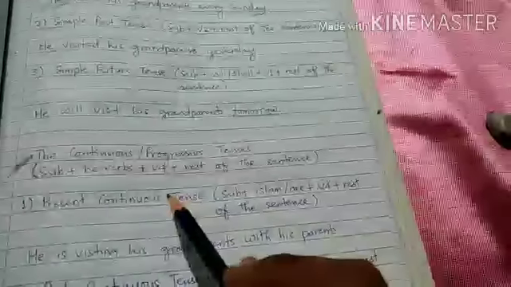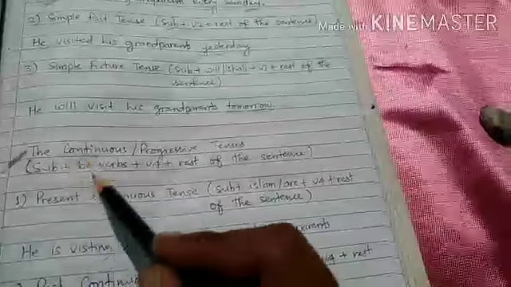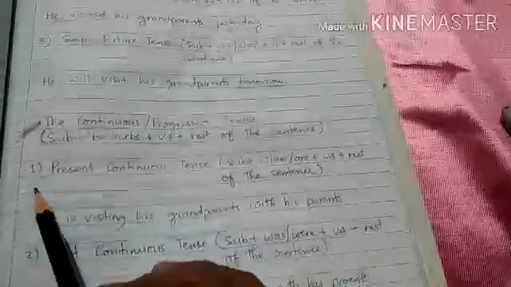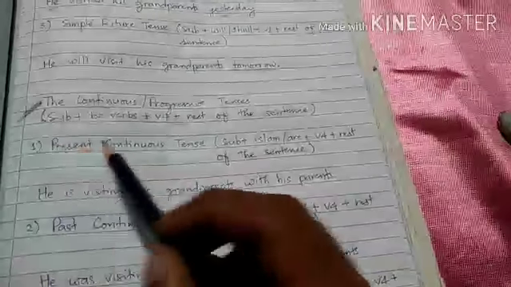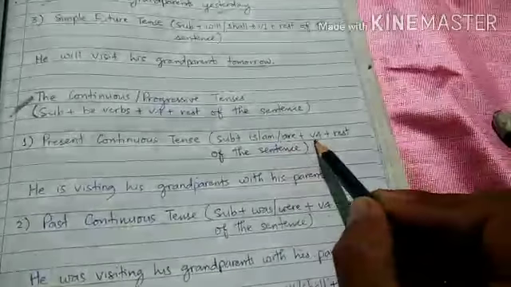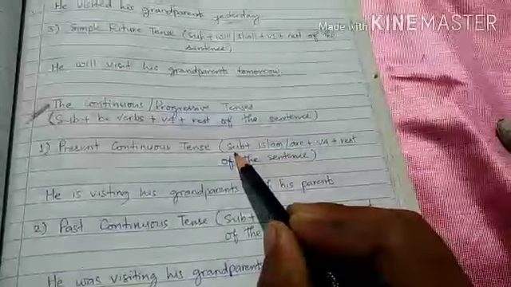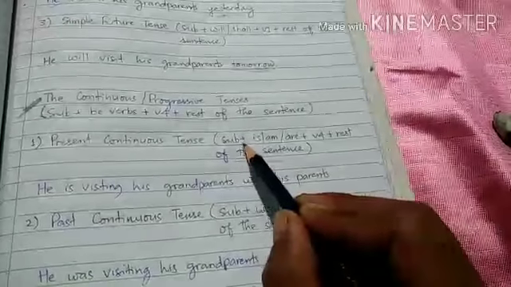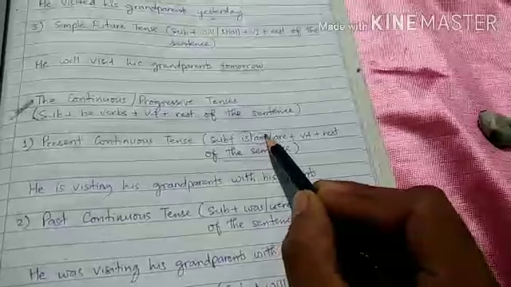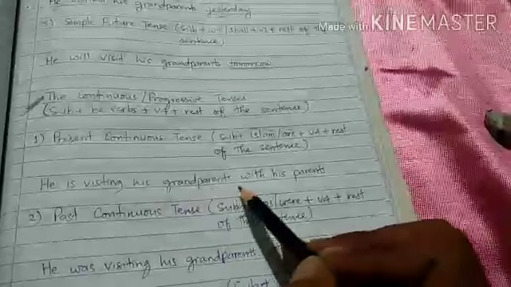Now we have to see which be verbs are used in present continuous tense, which in past continuous tense, and which in the future continuous tense. Now we will understand the present continuous tense with its sentence structure, like subject plus is, am, are plus V-ing plus rest of the sentence. This is the structure of sentences in affirmative in present continuous tense. Is is used if the subject is singular, am is used if the subject is I, and are is used if the subject is plural. Okay, now he is visiting his grandparents with his parents.